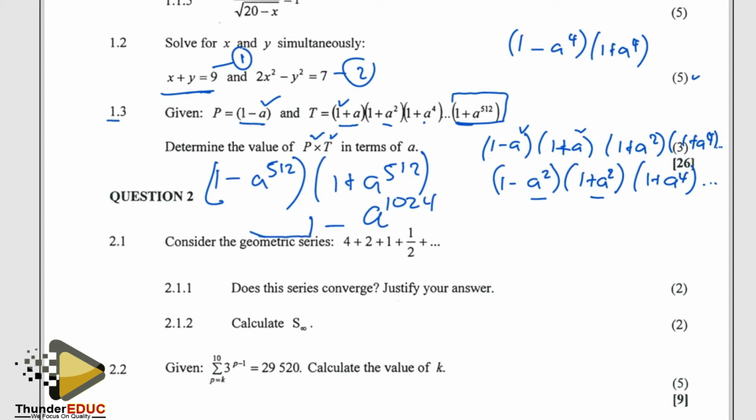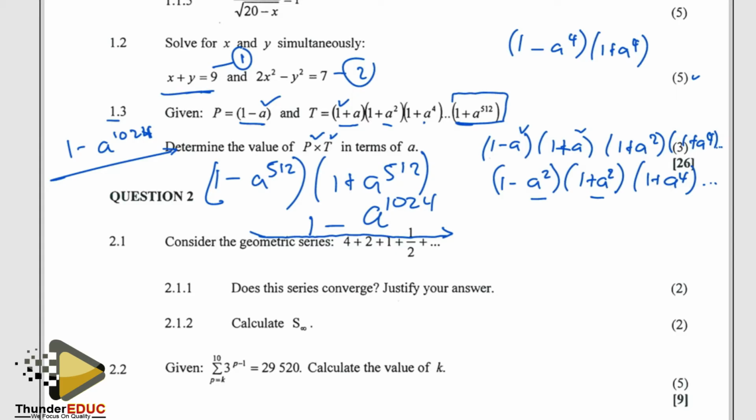So this would be my answer for that particular part. It's 1 minus A to the 10 of 10.4. That's the answer for 1.3. So guys, those are 26 marks. We move on to question number 2.